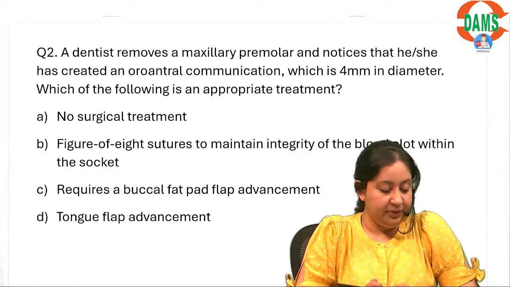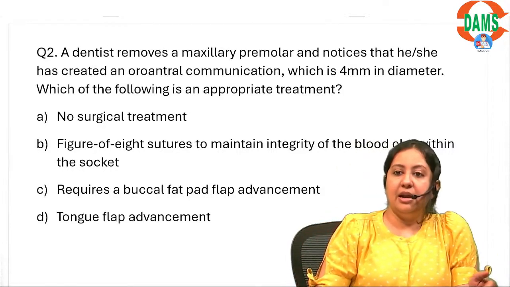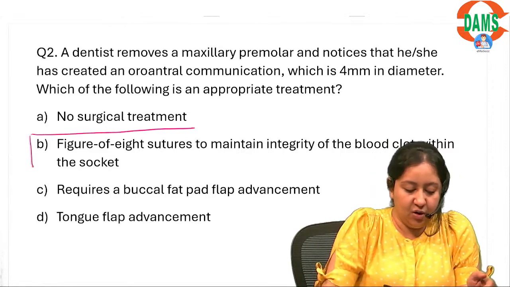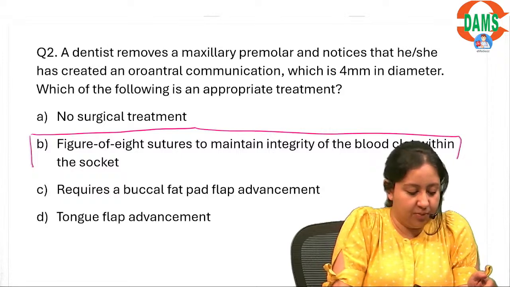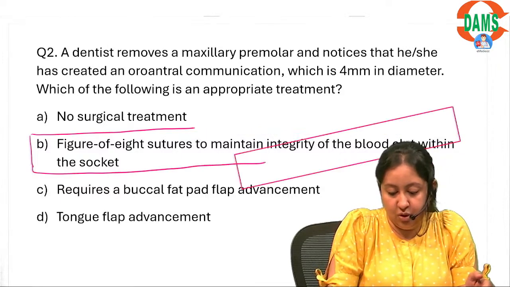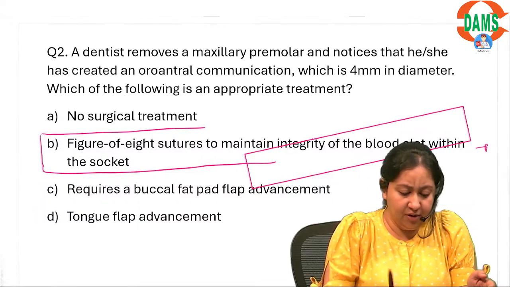Okay, yes, it is correct. The answer here would be option B, that is figure of 8 sutures to maintain the integrity of the blood clot within the socket. This is the correct answer. So good, almost all of you have gotten it correct.